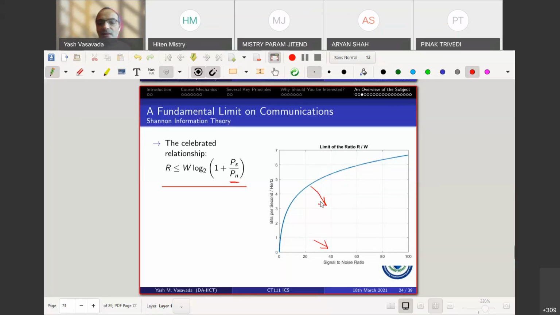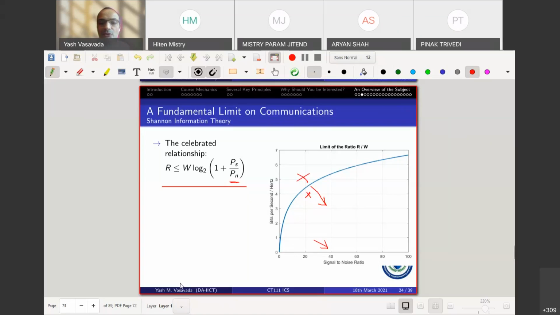Shannon said that you cannot cross this blue curve, meaning that you can never transfer information faster than what this blue curve says. So if you have, let us say, an SNR of 20, you cannot be over here. This is not permitted. You cannot transmit 5 bits per second for every hertz of bandwidth. That is not going to be possible, no matter what you do. But you can actually transmit bits as fast as 4 bits per second per hertz.